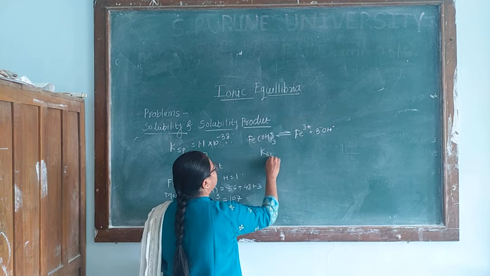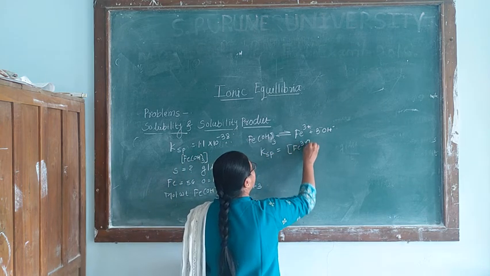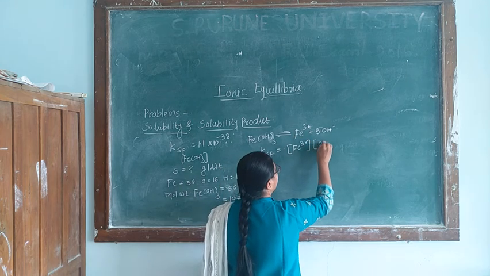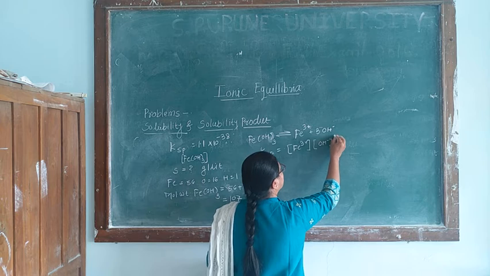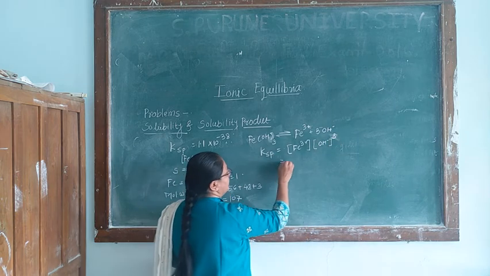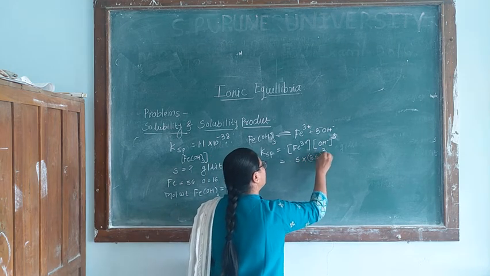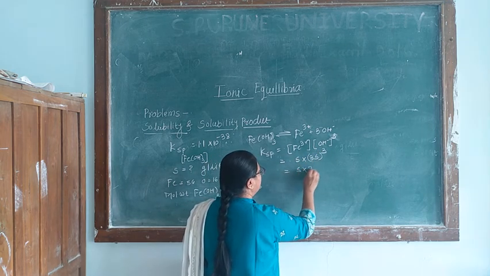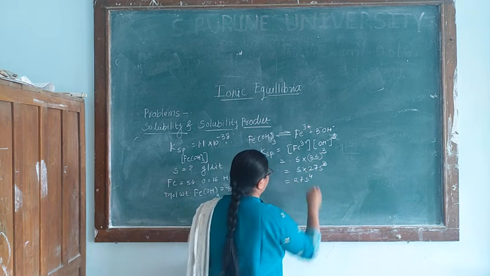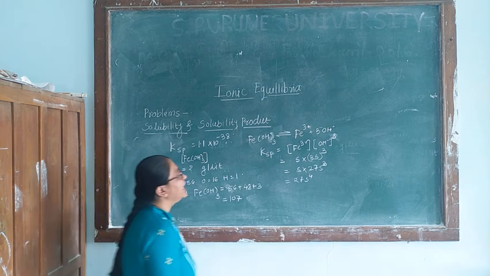Therefore, the solubility product for ferric hydroxide is equal to the ionic concentration of Fe3+ raised to power only 1, because only one ion is found here, into the ionic concentration of hydroxyl ion raised to power 3, because it is for thrice. In terms of solubility, S into 3S cube. So S into 27S cube, so 27S raised to 4. This is the relation between solubility product and solubility for ferric hydroxide.